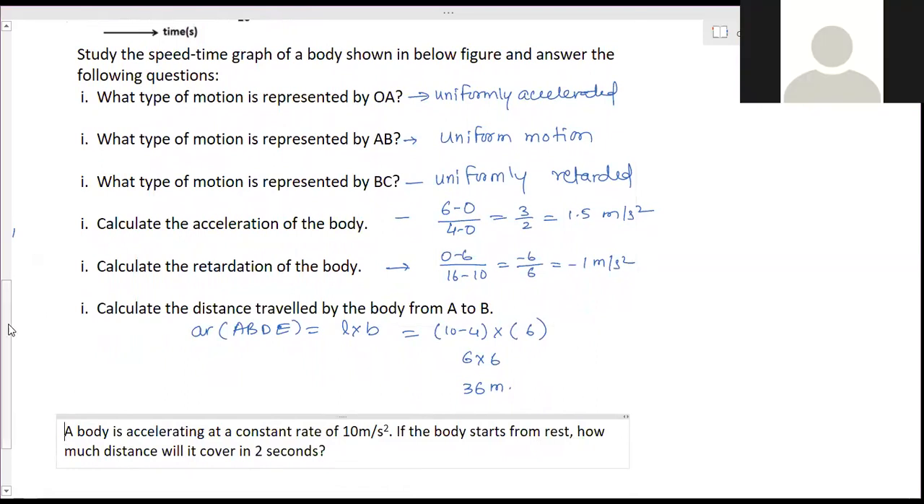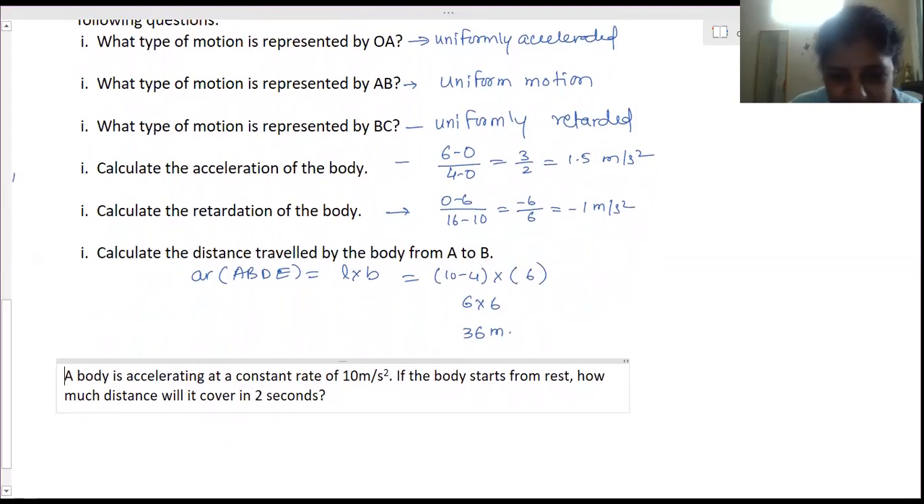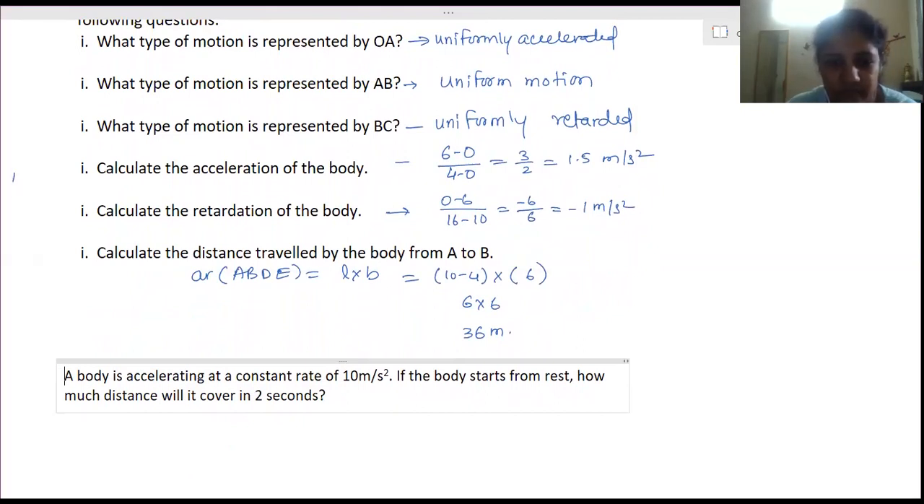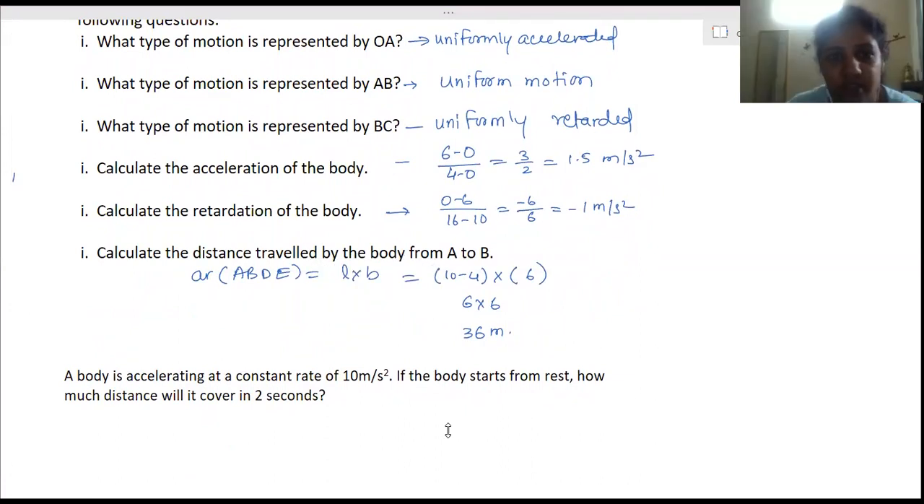Ma'am, which question is this one, which you put just now? I don't know, somewhere I've copied. Randomly I copied. Should we write the question? Yeah, write it down. This is from the worksheet, but I don't know the number. Okay, okay. Thank you.